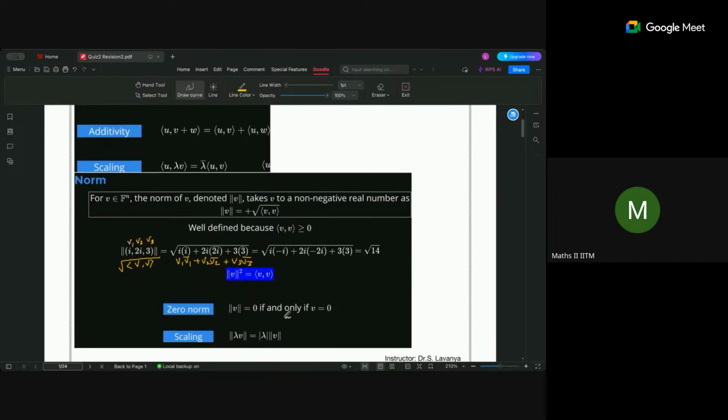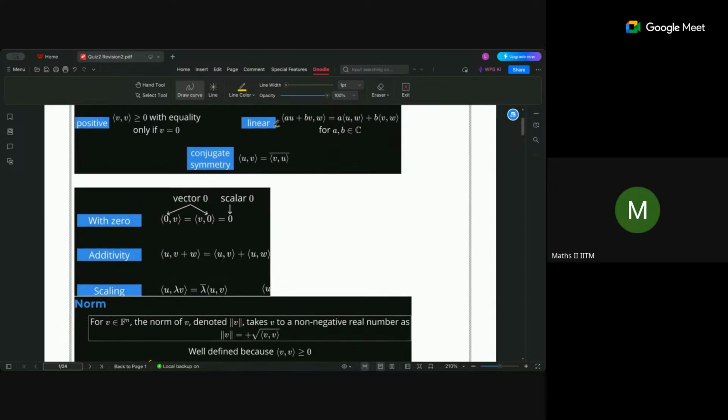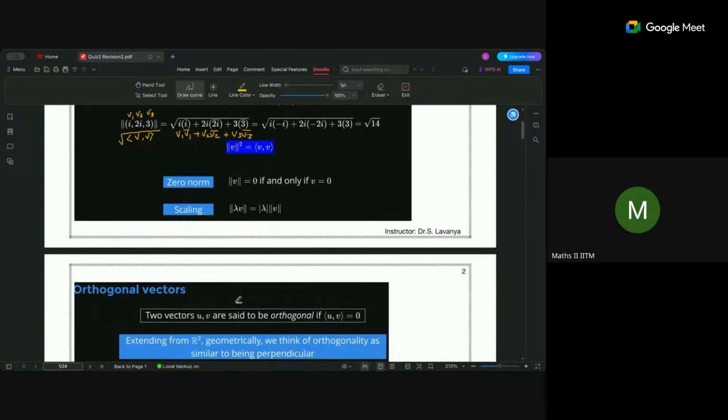Now suppose there is a vector for which the norm is 0, then the vector itself is 0 because of this property here, that inner product is 0 if and only if v is 0. And for scaling, norm of lambda v is modulus of lambda times norm v. When lambda comes out of the norm, it comes out with the modulus, because norm is always a non-negative number.